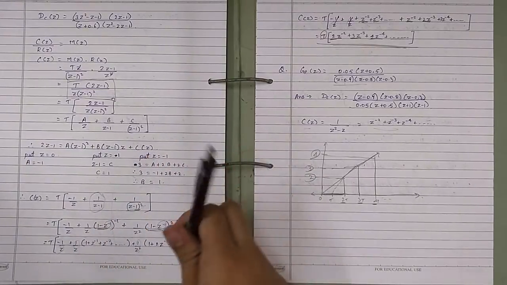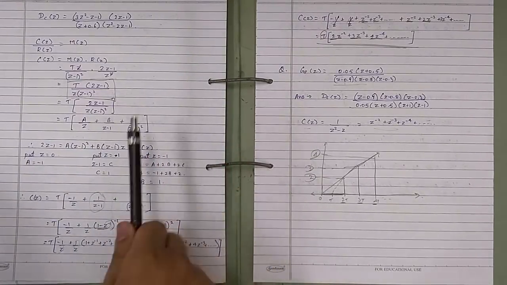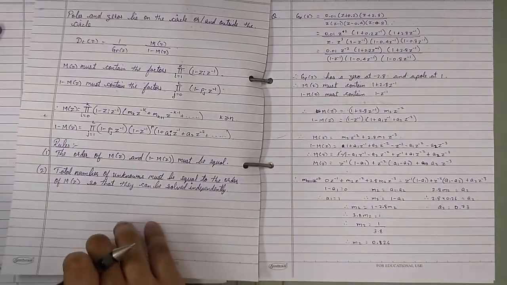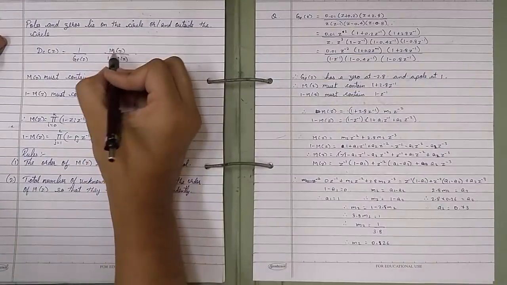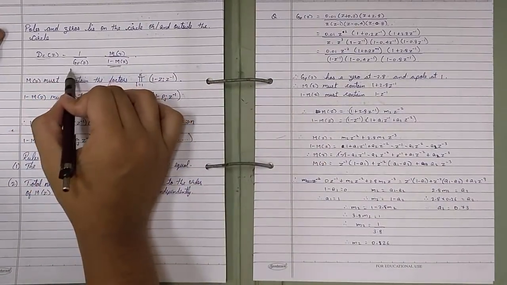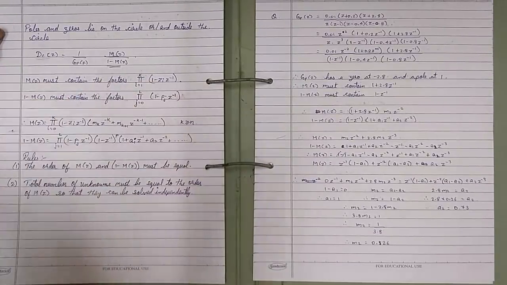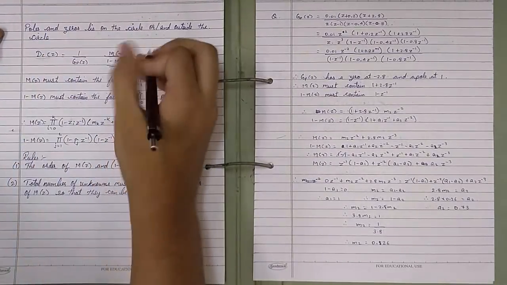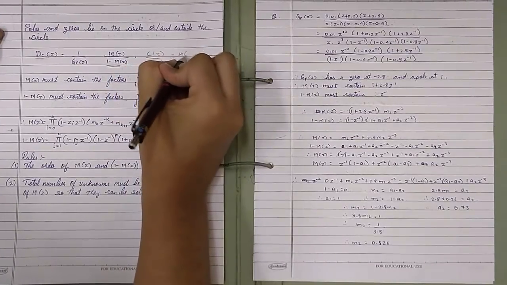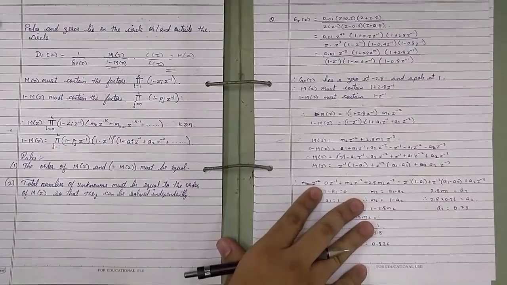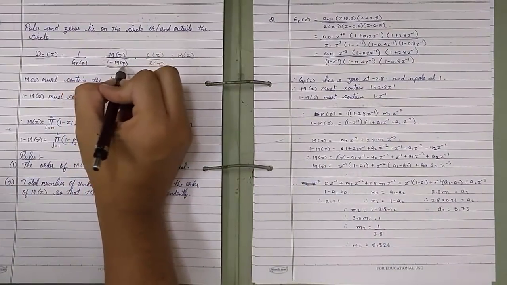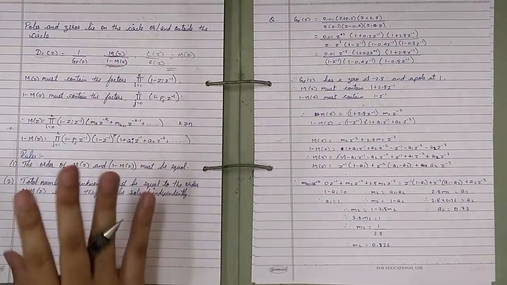Now what if your pole or a zero or both of them lie on the circle or outside the circle or both? In that case your formula for M(z) and 1 minus M(z) changes. The formulas remain the same. Dc(z) is nothing but 1 upon Gp(z), M(z) upon 1 minus M(z). This thing remains the same. Even C(z) upon R(z) is equal to M(z). This also remains the same, but the change occurs in that M(z) and 1 minus M(z) both will have their individual values.